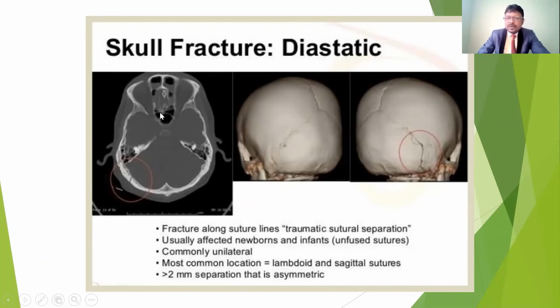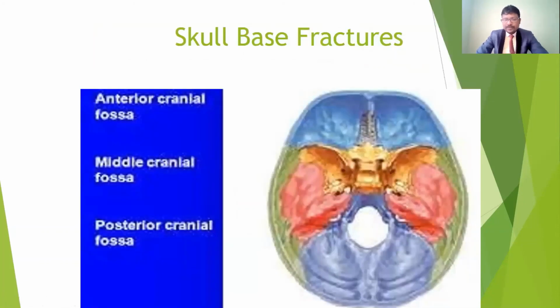Next is the basilar fracture. There are 3 types of basilar fractures at the base of the skull. Here is the anterior cranial fossa, and also the middle cranial fossa. If anything fractures in the middle, it is called a middle cranial fossa fracture, and also the posterior cranial fossa. So depending upon the involvement of the cranial fossa, we call them anterior, middle, or posterior.